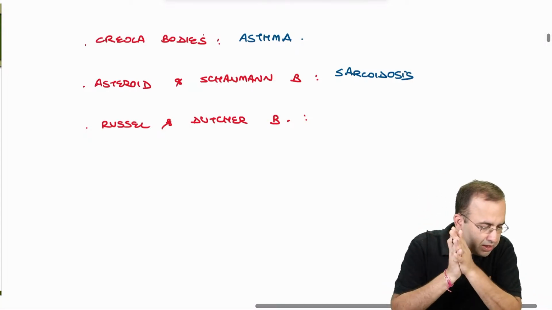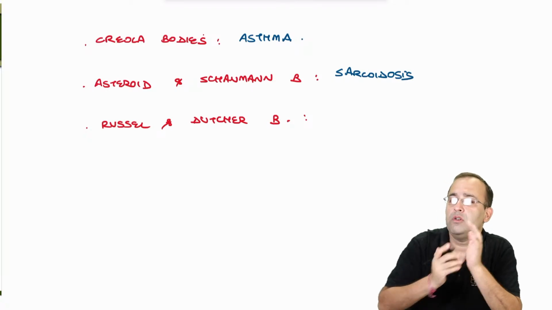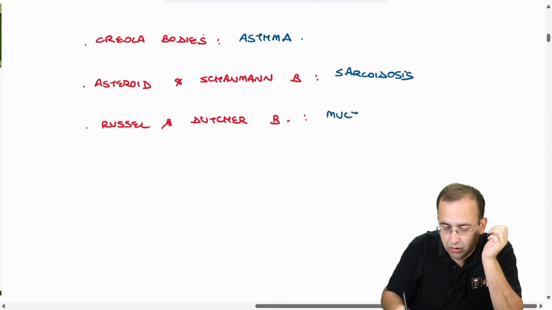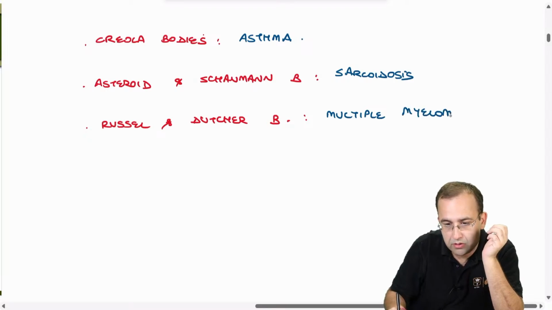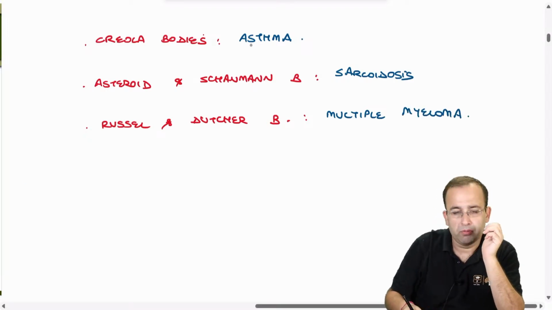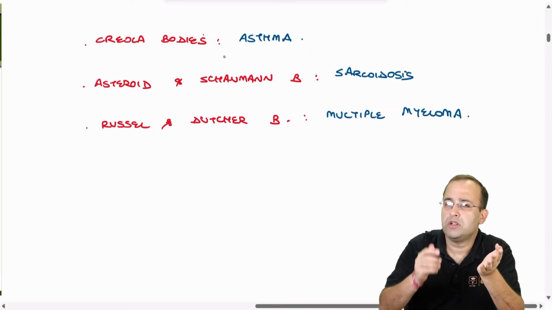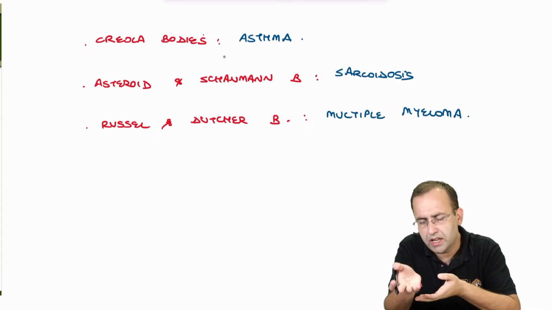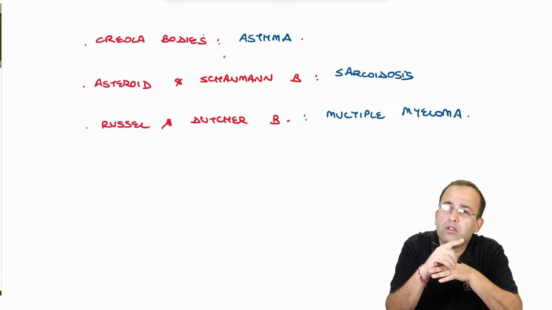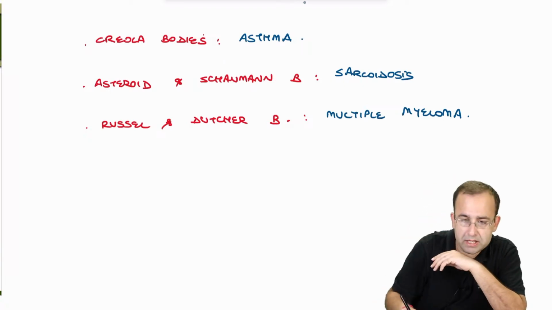Which you keep on telling me the answers side by side. Elderly with low back pain, multiple myeloma. Extremely important. So Russell and Dutcher bodies are associated with multiple myeloma. HP bodies, Henderson-Peterson bodies, molluscum contagiosum, recent INI PYQ. Negri bodies, Negri black dog bites, rabies.